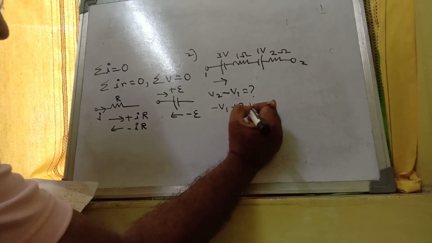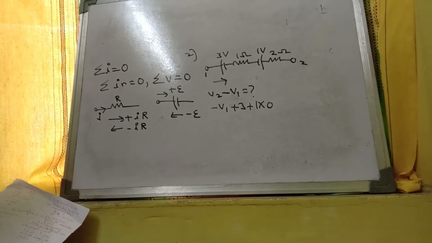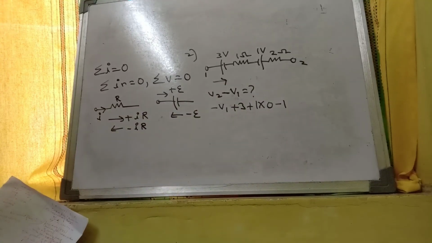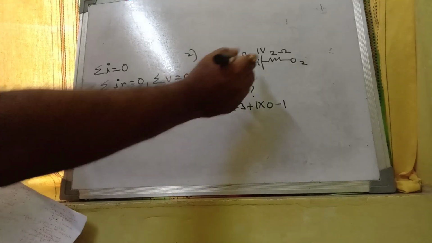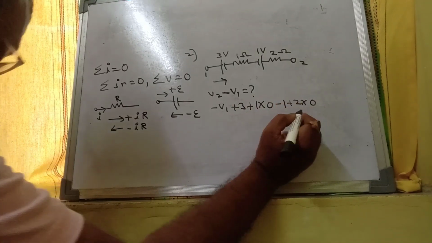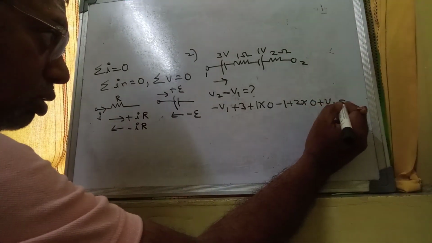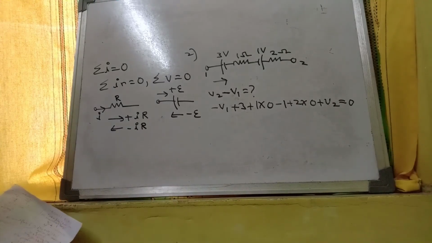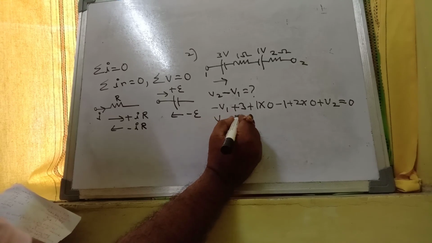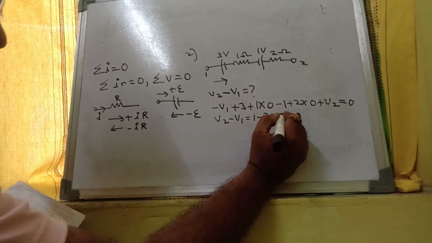plus 1 into 0, because I told you this is an open circuit, no current flows, minus 1 plus 2 into 0, no current flows, plus V2 is 0. So calculating, I get V2 minus V1, 1 minus 3, is equal to minus 2 volt.